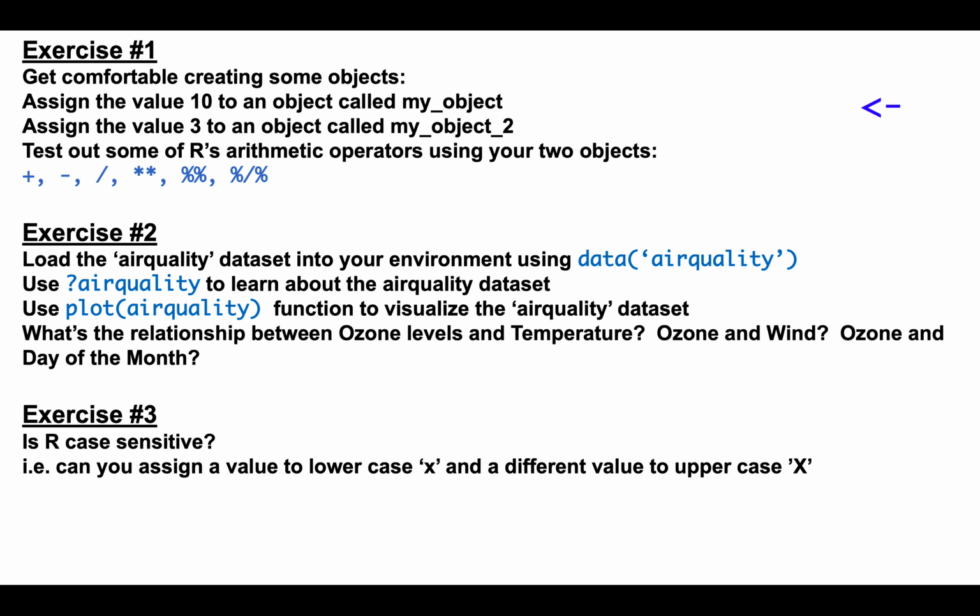All right, so let's jump into a few exercises to flex these new R muscles that we're building. Let's just get comfortable creating some objects. Assign the value 10 to a new object called my_object. If you already created that along with me previously, this will just overwrite what was previously there. So now assign the value of 10, and that'll be the new value held by that object. Also then create another new object called my_object_2, and assign the value of 3 to that.